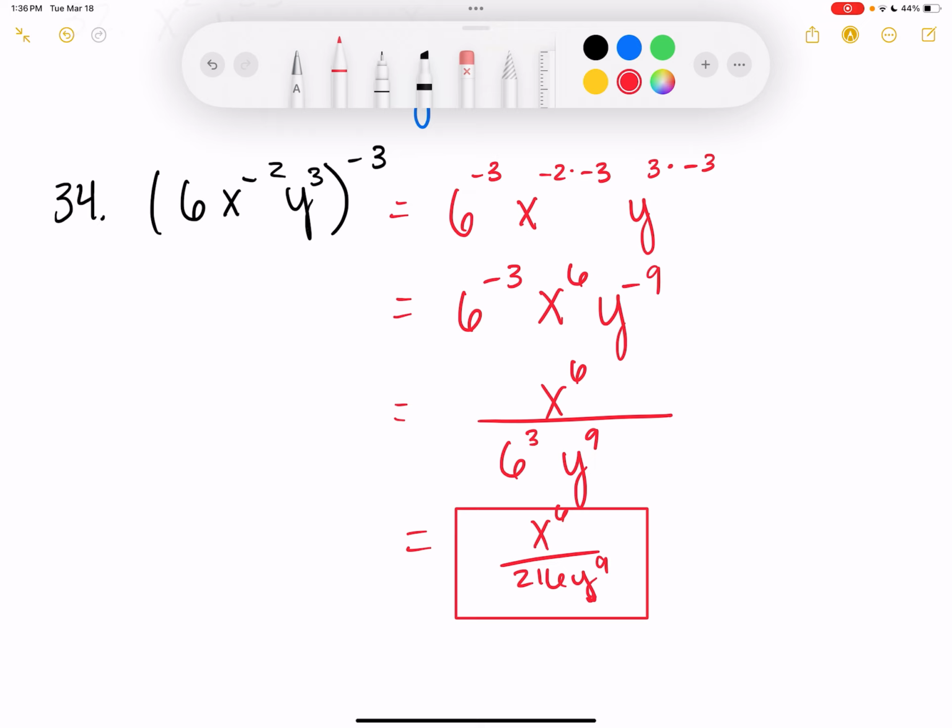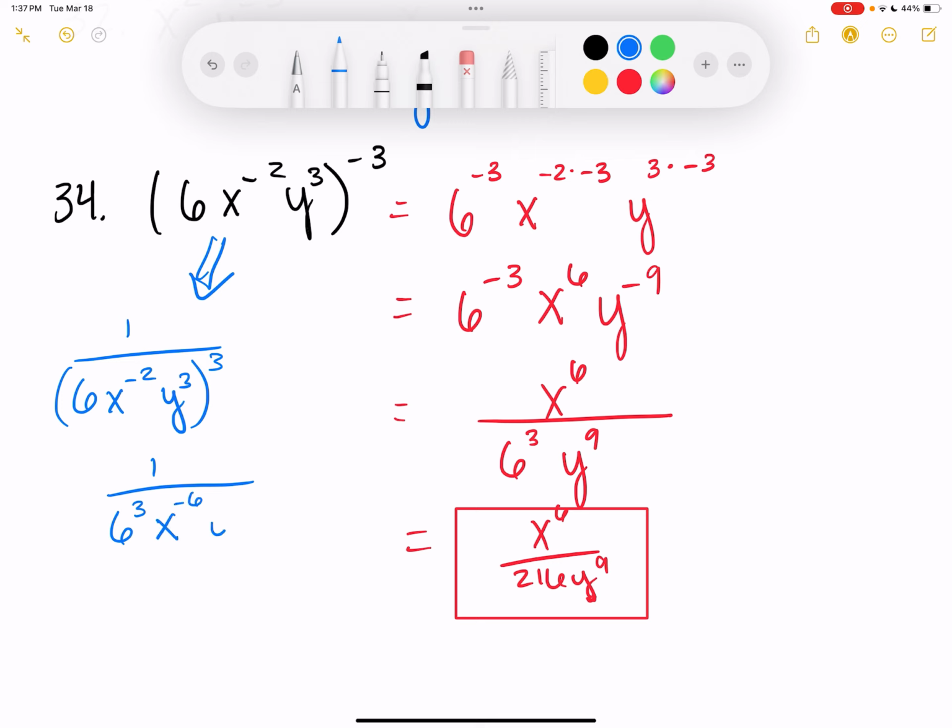Yeah. So if I had done it the other way instead, I'll do an alternate here. If I had moved everything to the bottom first, I would have ended up with 1 over 6x to the negative 2 y cubed all cubed. Then I'm going to distribute that. So it'll be 1 over 6 cubed x to the negative 6 y to the 9. And then I'm going to end up moving the x back up to the top. So I would have ended up with x to the 6th over 216 y to the 9th. So you're going to get the same thing either way.